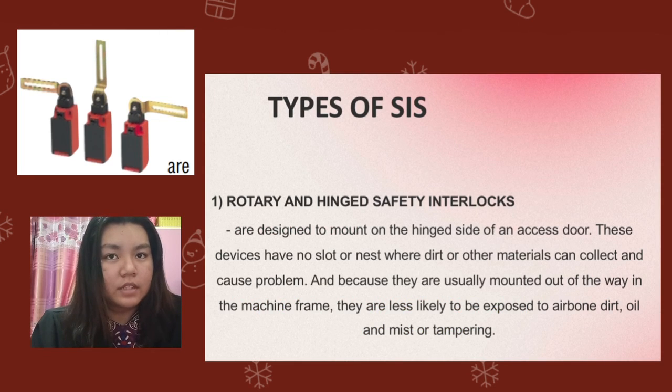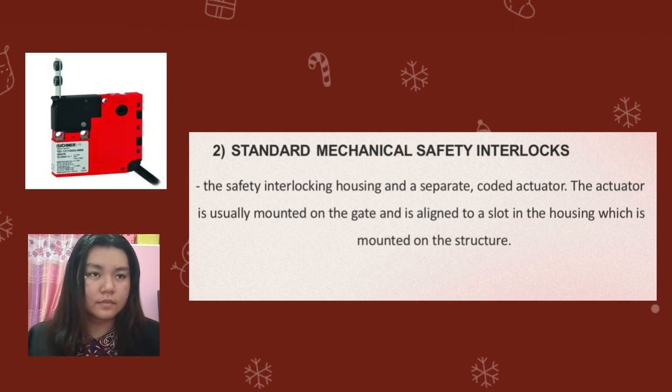Types of safety interlock system. Number 1 is rotary hinge safety interlock. It is designed to mount on the hinge side of an access door. These devices have no slot or nest where dirt or other materials can collect and cause problems, and because they are usually mounted out of the way in the machine frame, they are less likely to be exposed to airborne dirt, oil, and mist, or tampering.